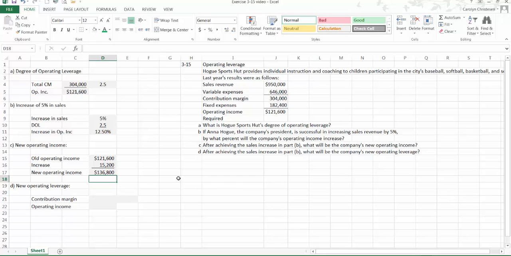Finally, they want, after achieving the sales increase in Part B, what will be the company's new operating leverage? Again, in order to find the new operating leverage, we need our contribution margin and our operating income. Remember that, as long as there are no other changes, contribution margin will increase at the same rate as sales. So our new contribution margin is going to be 5% greater than our old contribution margin. So we take $304,000 and multiply it by 1.05 to get our new contribution margin of $319,200. We know our new operating income is $136,800. So our new degree of operating leverage is our new contribution margin divided by our new operating income, or 2.33.